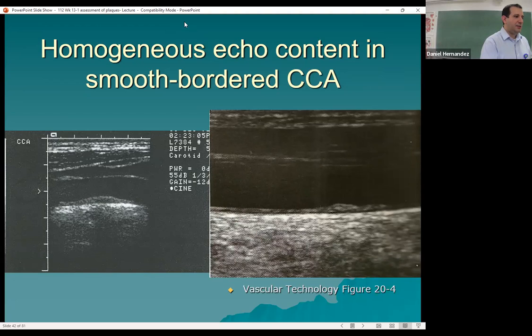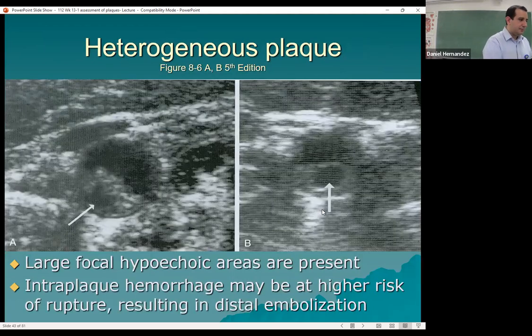So these are homogeneous with nice smooth borders. So nice smooth border, nice even echo texture. So these would be considered stable plaques or non-vulnerable. And some of these are high risk. So you see that area that potentially looks like intraplaque hemorrhage. So when you see again these areas that look anechoic or hypoechoic within the plaque, that could potentially indicate intraplaque hemorrhage. And these are at very high risk for potential rupture and embolization.